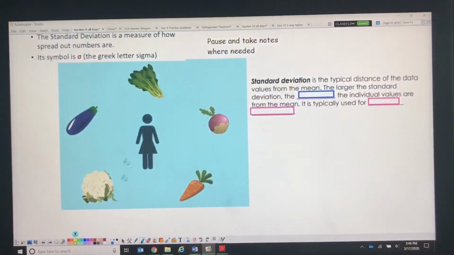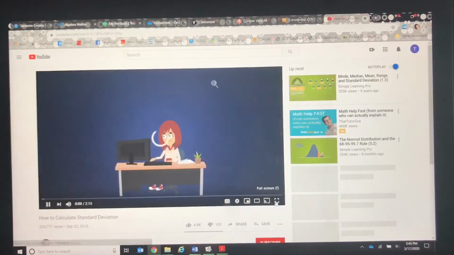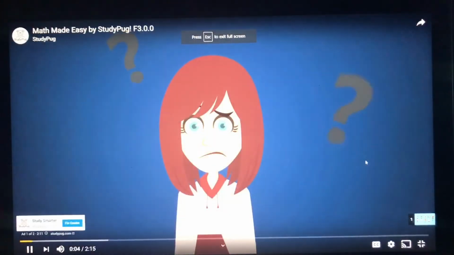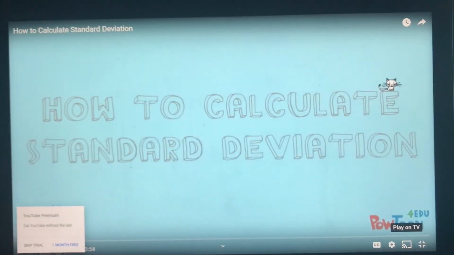So let's take a moment and let's watch this video. Again, you can pause at any time and take notes where needed or review back so that you understand how it's calculated. Hold on, we have a commercial, and here we go. How to calculate standard deviation.